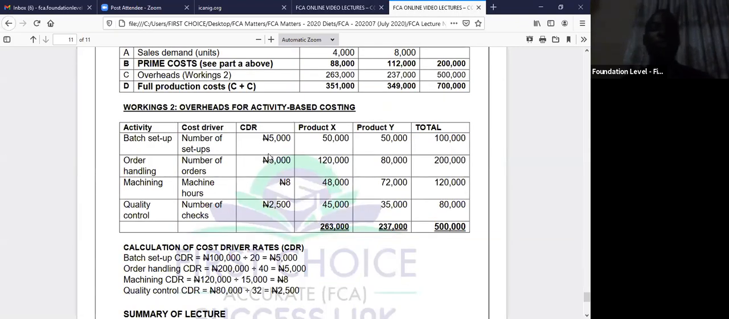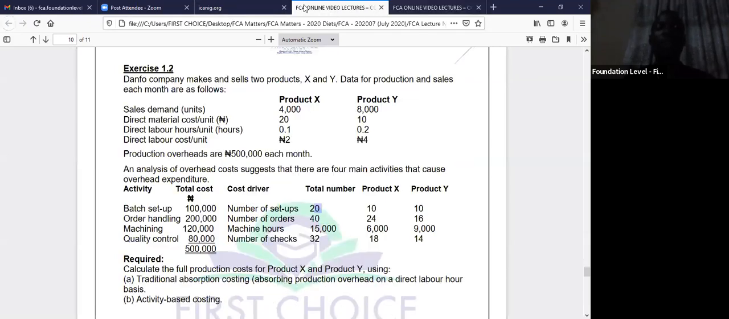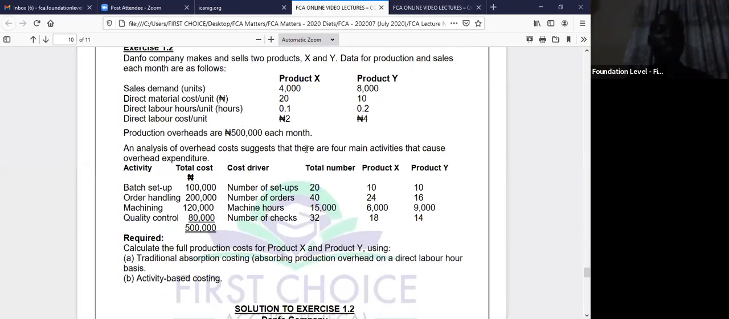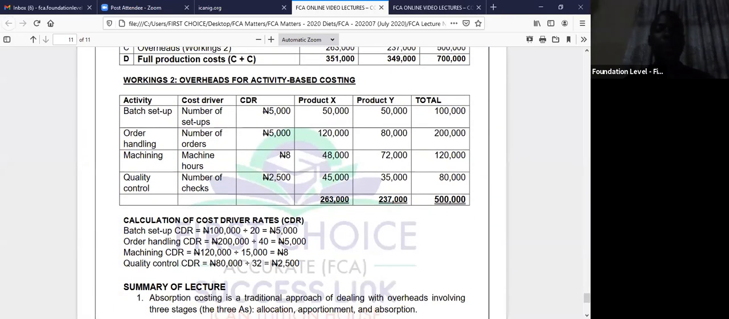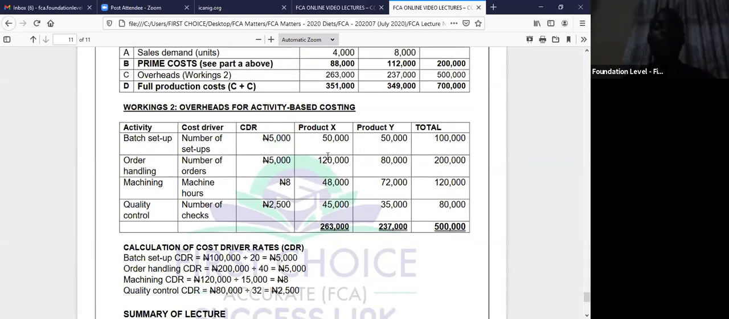So what do you need to do? After getting your overhead absorption rate for each driver, you put it down here. Now try to get the allocation for X and Y. And I told you, how do you allocate for X and Y? It's simple. After getting this 5,000 naira as your rate, you put it here in your CDR, your rate. So what do you do? It means 5,000 naira for one rate.